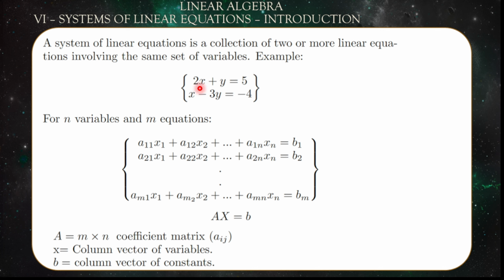As an example, 2x plus y equals 5, x minus 3y equals minus 4. The number of equations should be equal to the number of variables for us to be able to solve the system. So let's say you have n variables and m equations, okay? At least the number of variables should be equal to the number of equations or less than, so that we can solve the system.